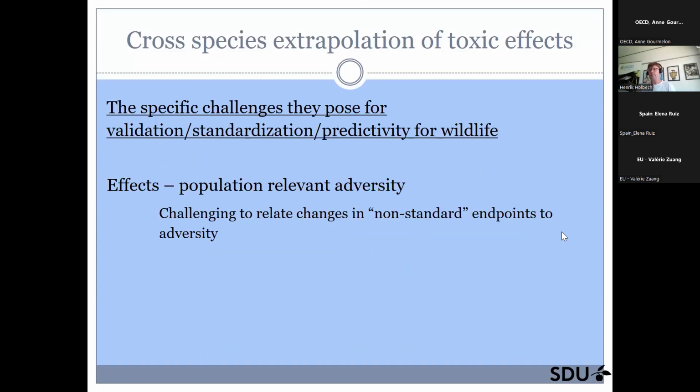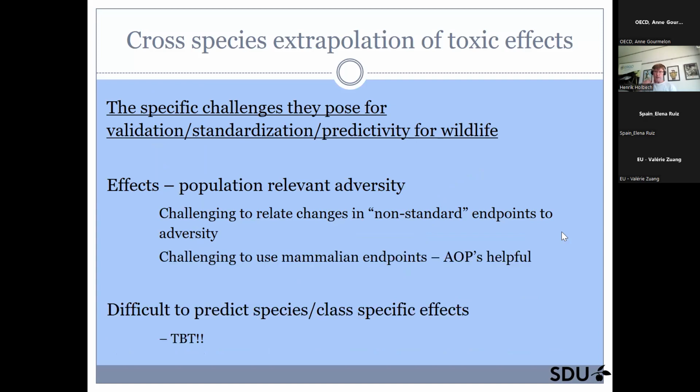Next slide, please. And then next to the non-standard endpoints, there's also other effects that are challenging. Next, please. For example, using the mammalian endpoints, which we would really like to do much better. There's also mammals in the environment.